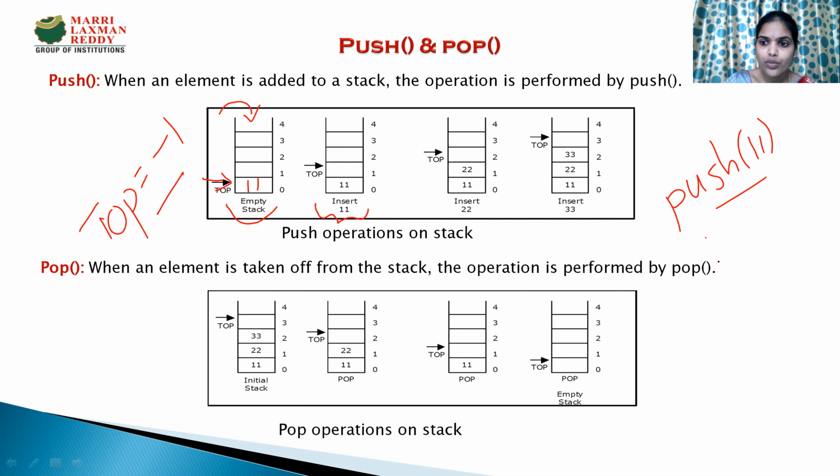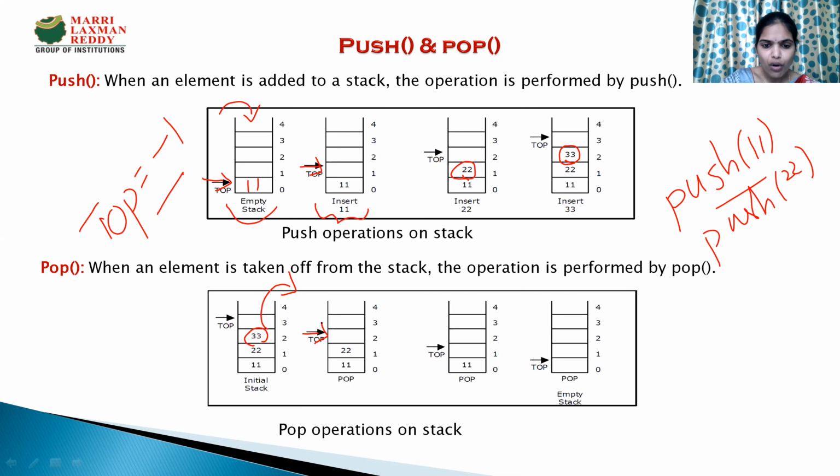Next, if I want to push 22, the top is moved to the first location and 22 is inserted. If I push 33, top is incremented and 33 is inserted onto the stack. Now, if I say pop, 33 is removed, popped out from the stack, and the top is decremented.